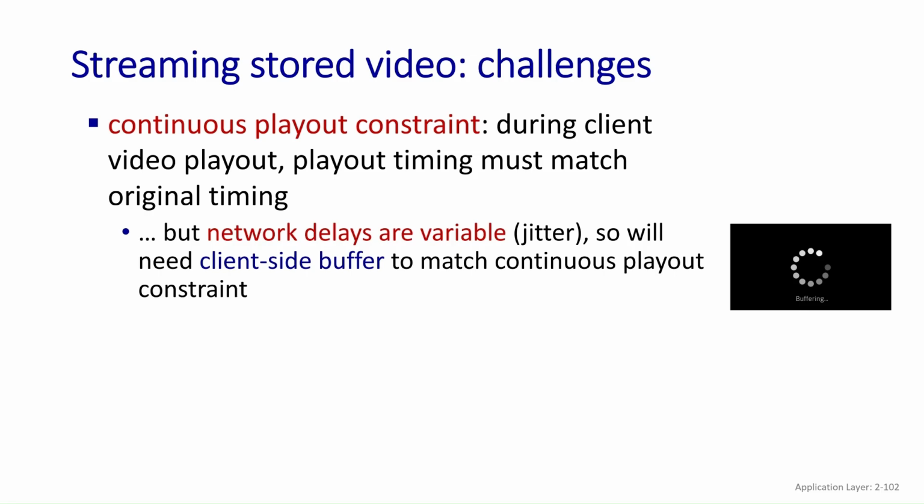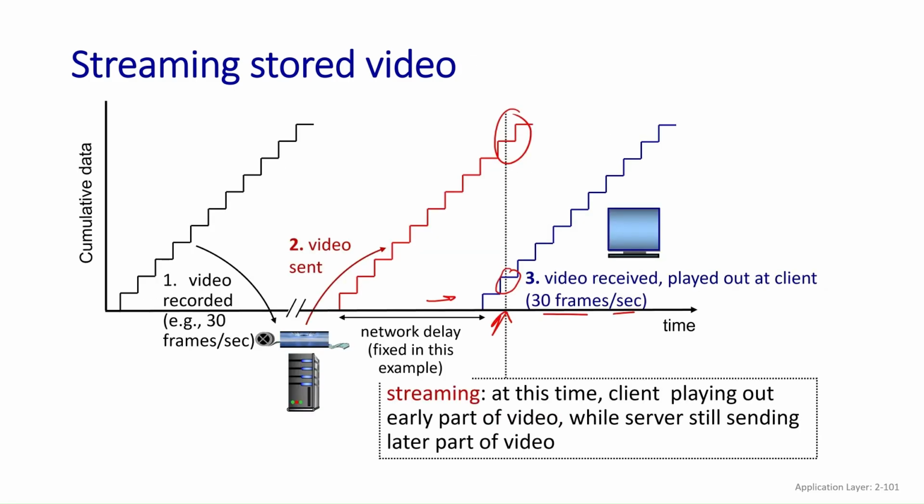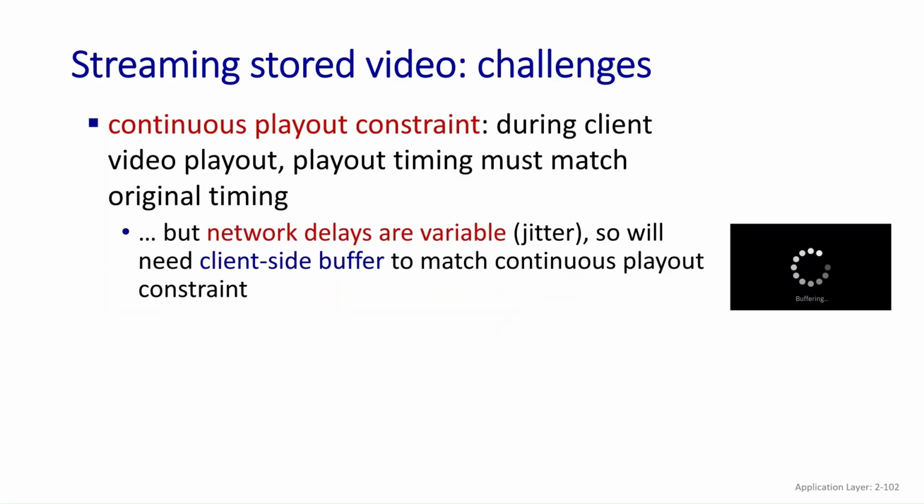The playout time, the time at which you are playing out, must match the original timing at the server. But if there is a mismatch, if there are variable network delays, variation in delays known as jitter, what does the client need to do?